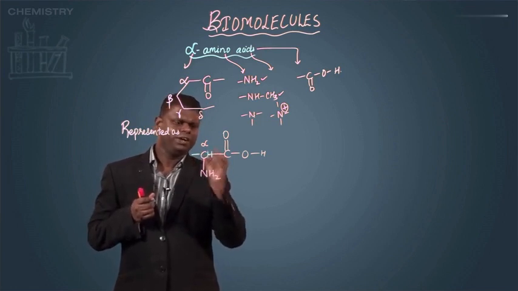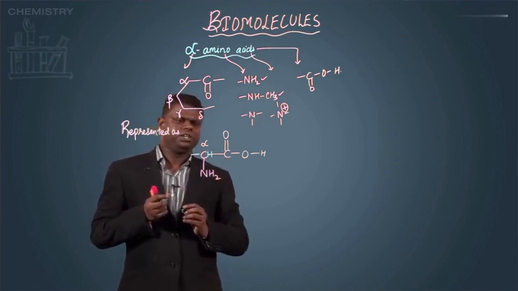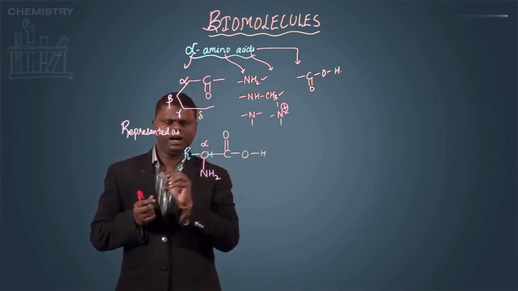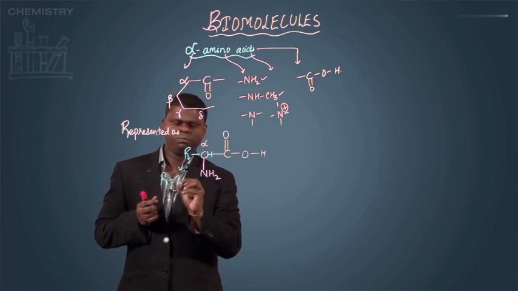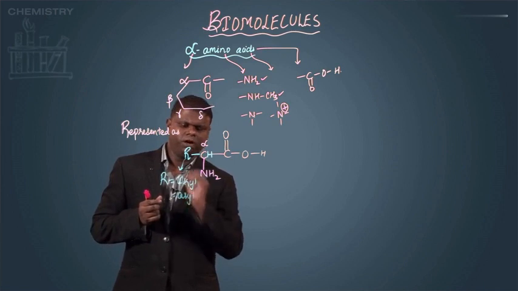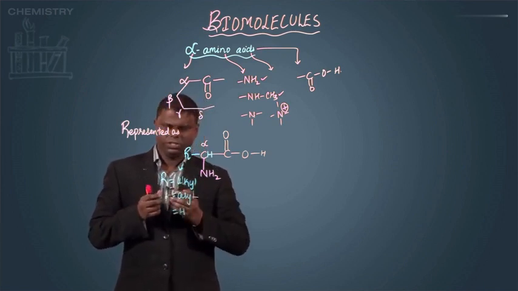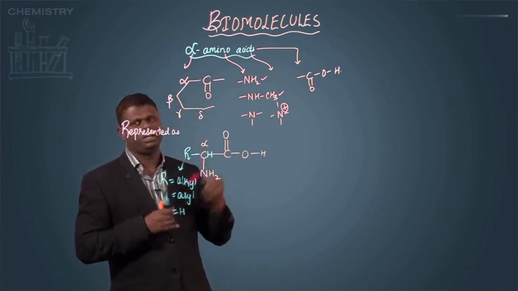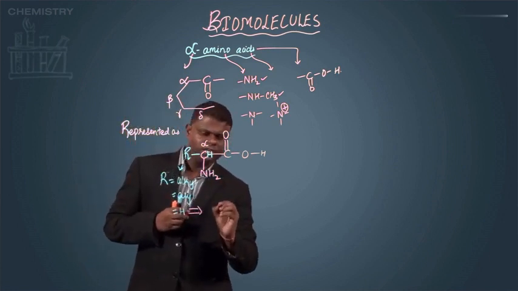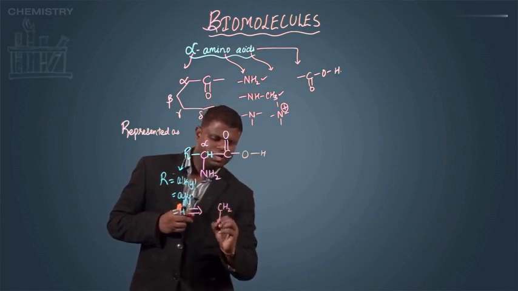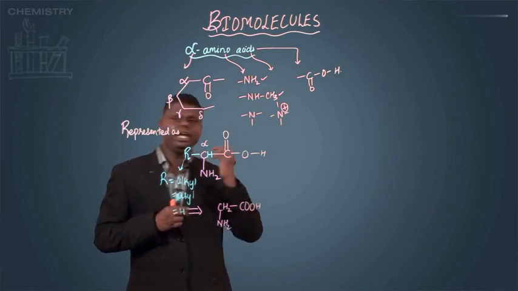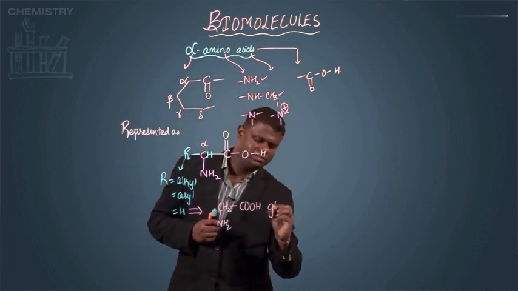You need to put one hydrogen to make sure that it is balanced, right? This R, I'm just simply putting R. This R can be any alkyl group, any aryl group, or even hydrogen. Depending upon this, you have different amino acids. When it is hydrogen, let me write down the structure. It is CH2, NH2, and then COOH. The name of this compound is glycine.